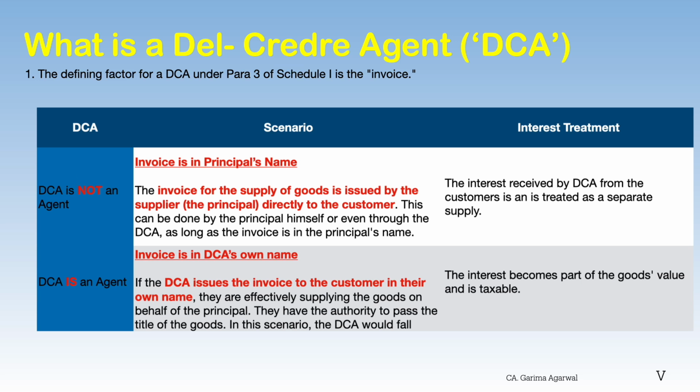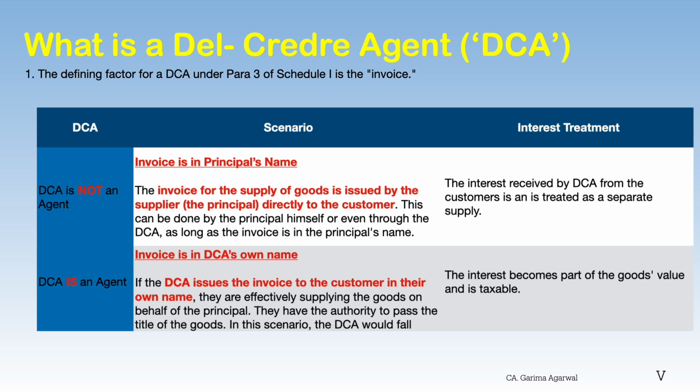If the buyer fails to pay on time, the DCA steps in and pays the principal on behalf of the buyer. Because they take on this extra credit work, their commission is generally higher than a normal agent's commission.